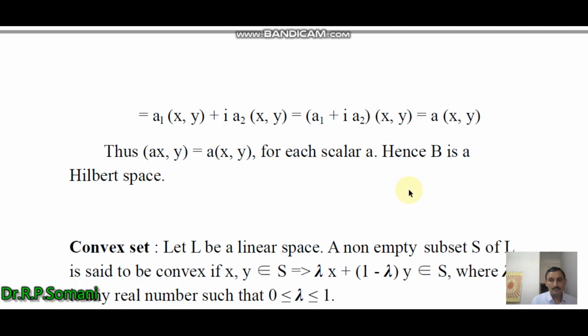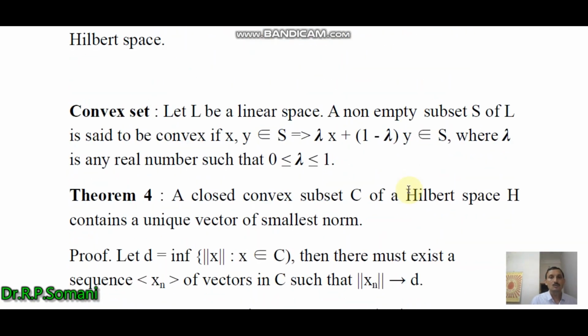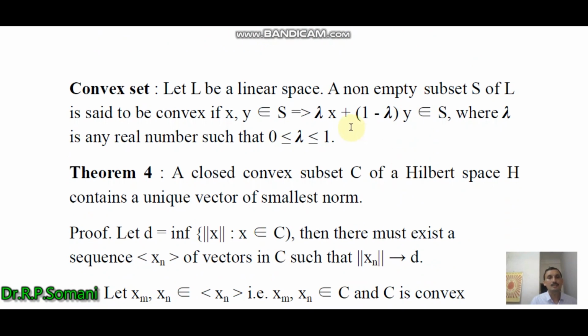Now we see the convex set and its related theorems. First we define the convex set. Let L be a linear space, and a non-empty subset S of L is said to be convex if x, y belongs to S implies lambda x plus 1 minus lambda y belongs to S, where lambda is any real number such that 0 is less than or equal to lambda is less than or equal to 1.